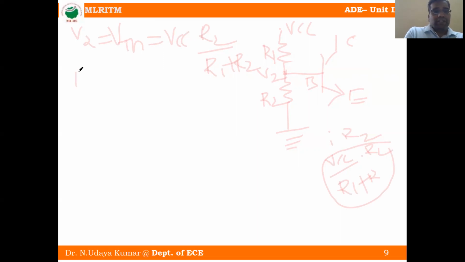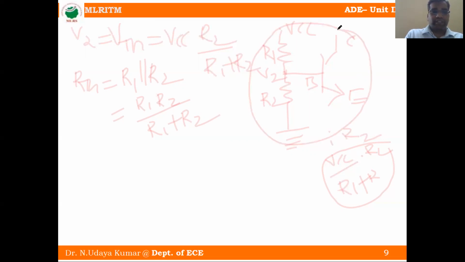What is R Thevenin? RTH is equal to R1 parallel R2. What is R1 parallel R2? R1 R2 by R1 plus R2. This is the result. So the same circuit can be replaced in this way. So this is the transistor.